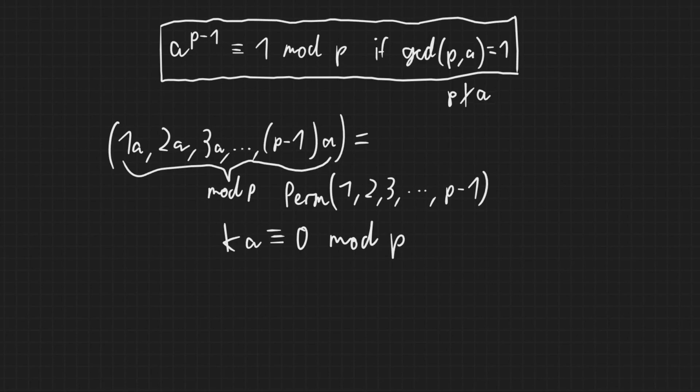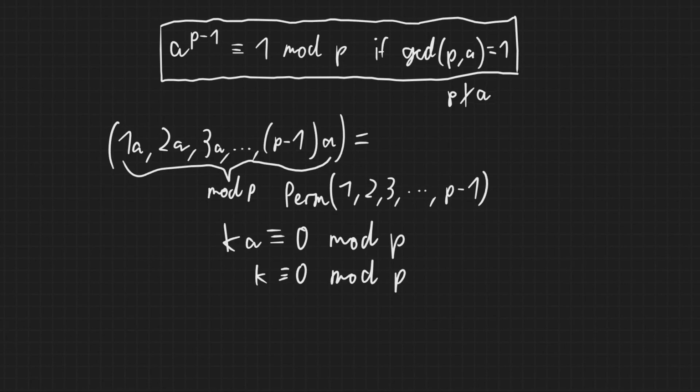Well, what we can do is we can multiply this equation by the multiplicative inverse of a, which exists because the GCD of p and a is 1. So we can say this is k times a to the minus 1, and this is 0 times a to the minus 1. So 0 times a to the minus 1 is just 0, and a times a to the minus 1 is simply 1. So this gives us k must be equal to 0 modulo p.